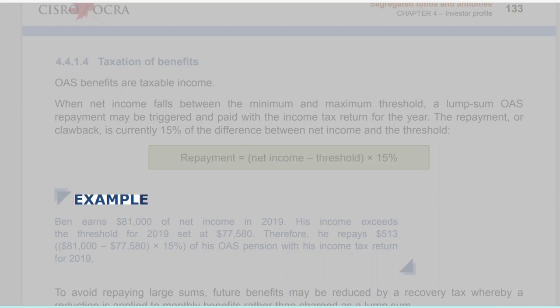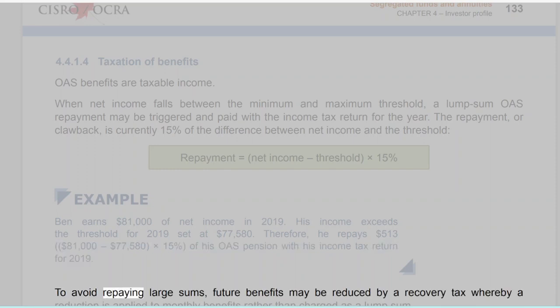Example. Ben earns $81,000 of net income in 2019. His income exceeds the threshold for 2019 set at $77,580. Therefore, he repays $513, which is $81,000 minus $77,580, times 15% of his OAS pension, with his income tax return for 2019.